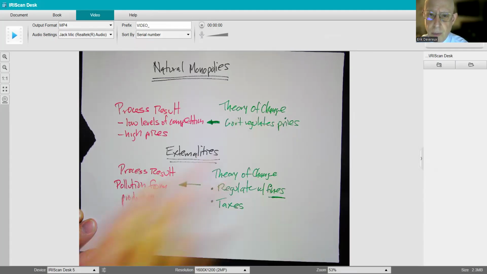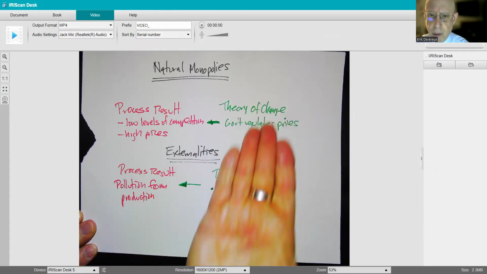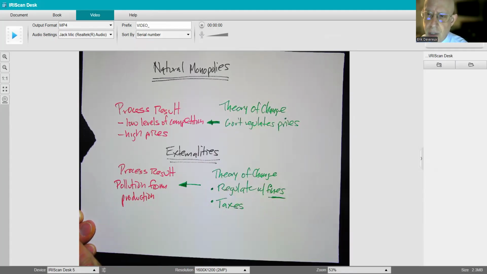So this is what this chapter goes over, and it talks about creating these theories of change, which come from this list of alternatives of how governments can intervene in markets. Let me stop the share there.